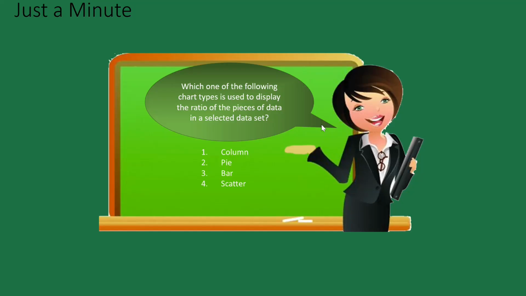So what is the answer going to be here? Which one of the following chart types is used to display the ratio of the pieces of data in a selected data set? Ratio, talking about which one? Just now it says pieces of data. So what is the answer going to be, guys? Obviously, pieces of data were discussed in which definition? Pie chart. Let's check. So you can see, your answer is pie chart.